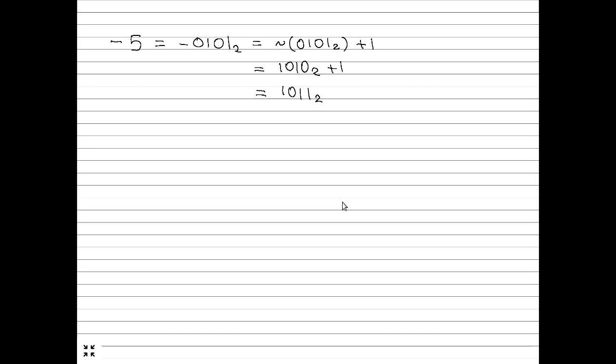All right, so there are names. This entire thing is called the 2's complement of whatever pattern we are dealing with. So in this case, this is the 2's complement of 0101 in base 2. This thing here is also known as the 1's complement of 0101 in base 2. So C2 is 2's complement, C1 is 1's complement.